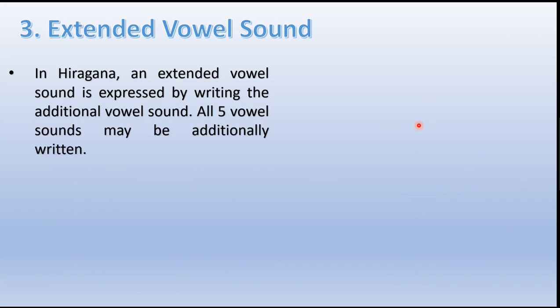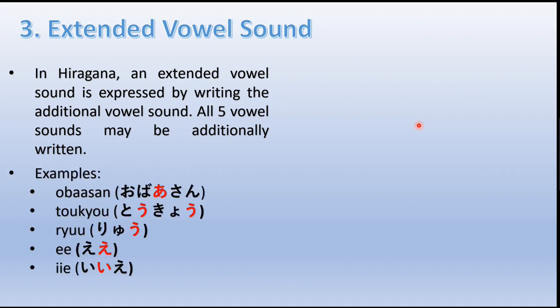Rule number 3 is the extended vowel sound. What is that? Let's see. In hiragana, an extended vowel sound is expressed by writing the additional vowel sound. All the five vowel sounds may be additionally written. So what does this mean? Let's look at some examples.